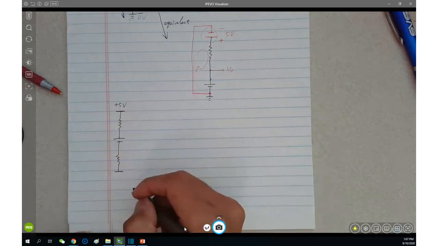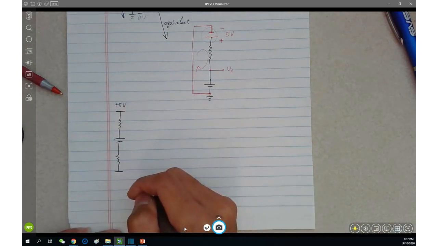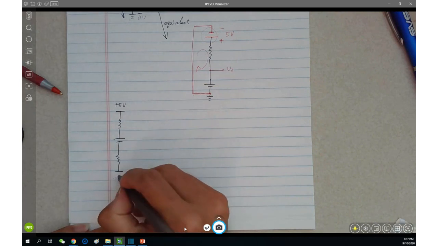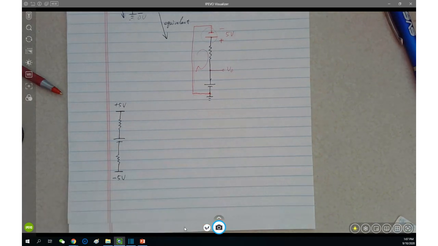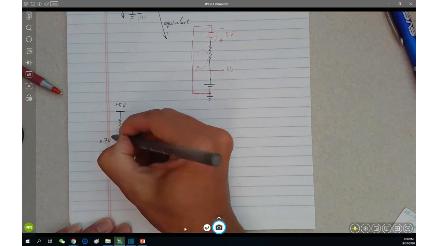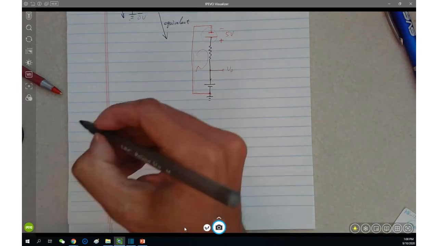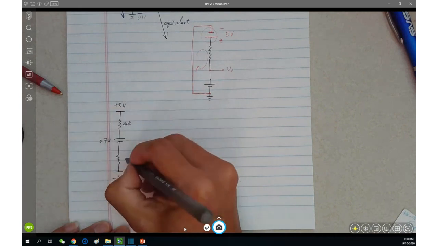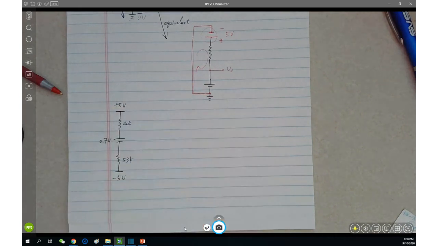The tricky thing is the top positive 5 volts remains. However, the bottom is not ground. And actually in the entire circuit, you're not seeing a ground at all. Get used to this. Again, top positive 5 volts, bottom negative 5 volts. Two buses. In the middle, we have two resistors and one voltage supply. The voltage supply remains 0.7 volt, and the resistors are respectively 40 kilo ohm and 53 kilo ohm.